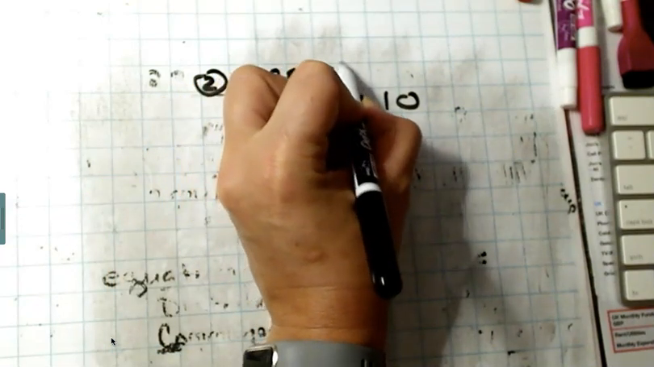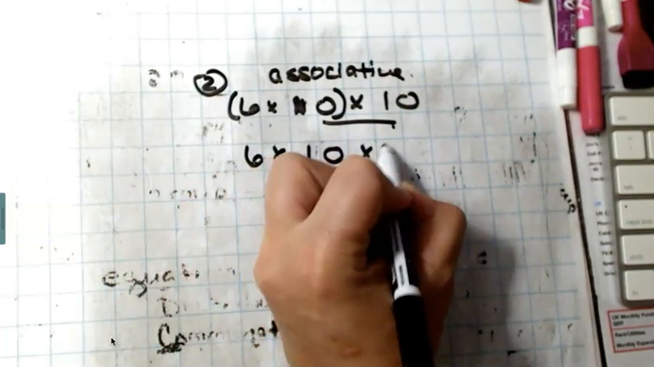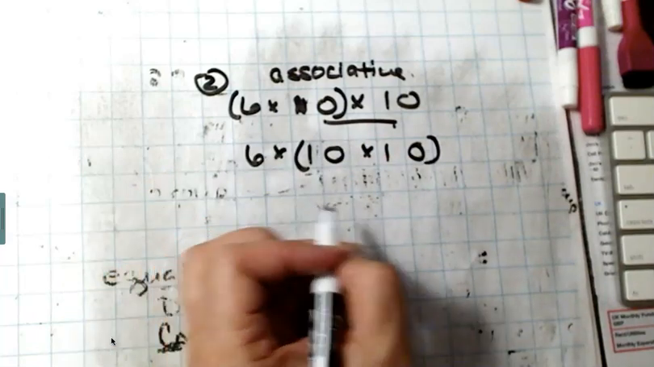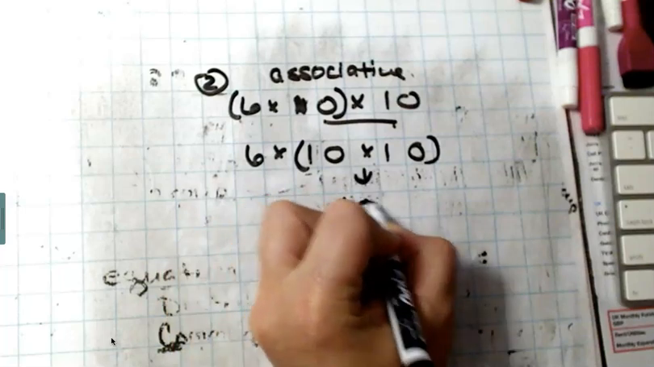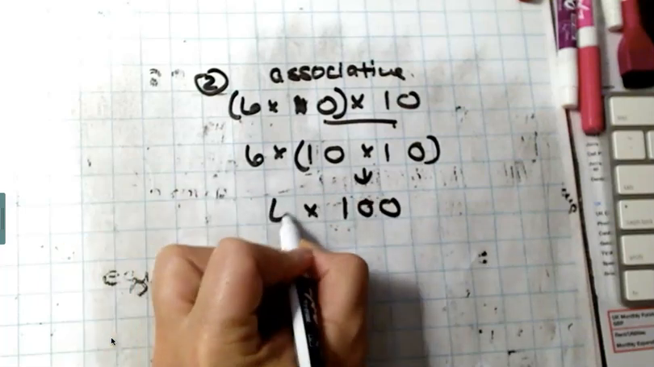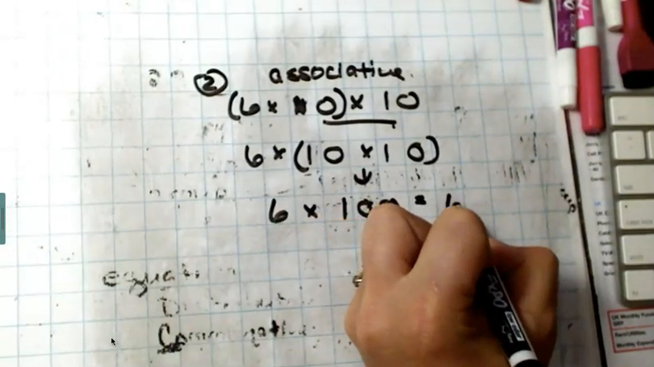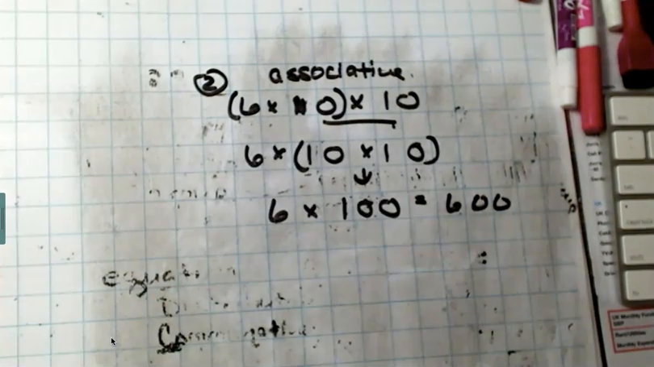I'm not going to change the order. I'm just going to multiply them, keeping the numbers in the same order, but I'm just going to multiply my 10s first. Well, what's 10 groups of 10? 10, 20, 30, 40, 50, 60, 70, 80, it's 100. So see how I put that arrow down there, 100? Now I'm just doing 6 groups of 100. What's 6 groups of 100? You got it. That's equal to 600. So by doing that, it seems pretty easy.